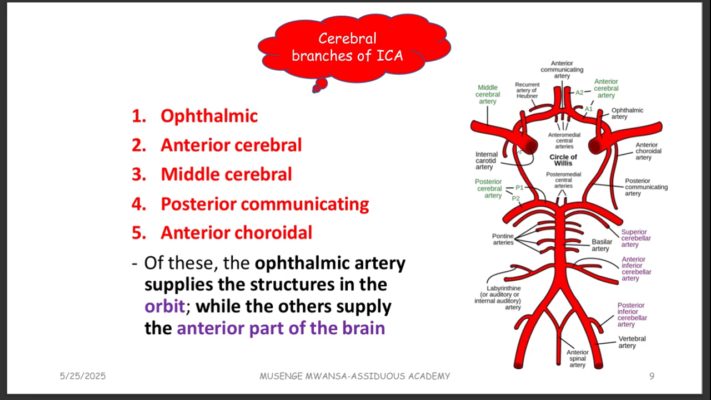Just draw a circle here, okay, a circle. That circle represents the internal carotid. And then draw a circle here. From the circles, go and connect in front. That will be the anterior cerebral.